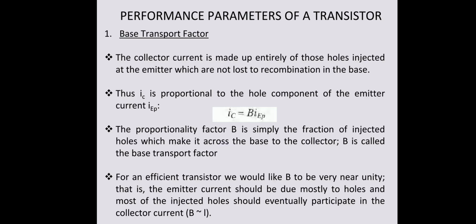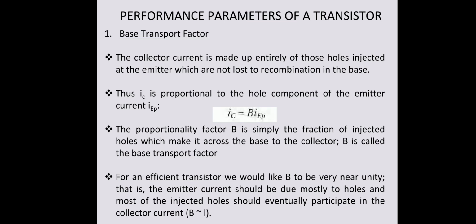Let us see basic performance parameters of a transistor. The first performance parameter of a transistor is base transport factor. So we can see what is a base transport factor. We assume that the collector current is entirely made up of the holes that are injected from the emitter, which are not lost due to recombination in the base.